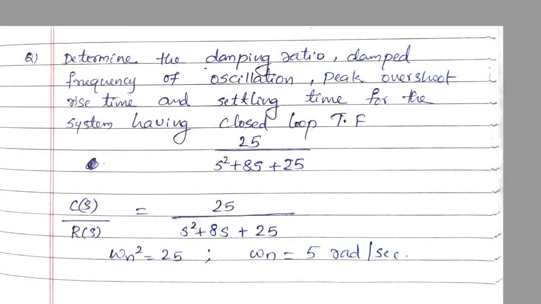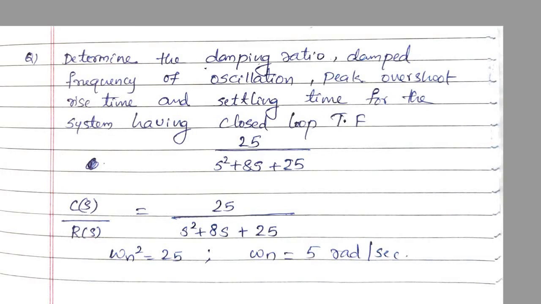In this lecture, we will discuss some problems of the second module. The first problem is: determine the damping ratio, damped frequency of oscillation, peak overshoot, rise time and settling time for the system having closed loop transfer function 25 divided by s square plus 8s plus 25.